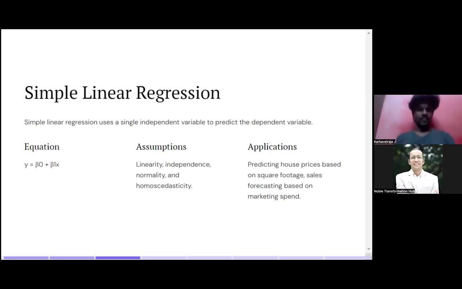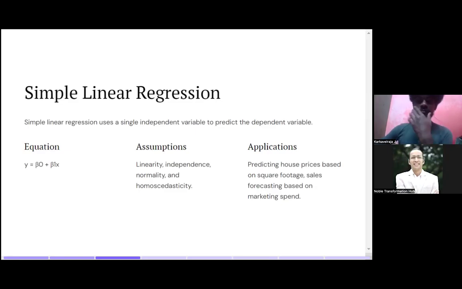These are the three assumptions for the equation. The application is predicting house price based on square feet, and sales forecasting based on marketing spend. So it can be simple linear regression on a single independent variable, or you can use linear regression for multiple variables also. I gave the example of a cup of coffee. If you have set up a restaurant compared to Starbucks, how are you going to predict the pricing of a cup of coffee so that you are profitable and have good, repeating customers? Same way here we have to predict the price based on square feet.